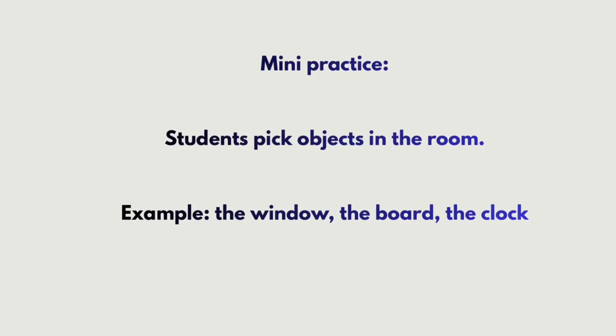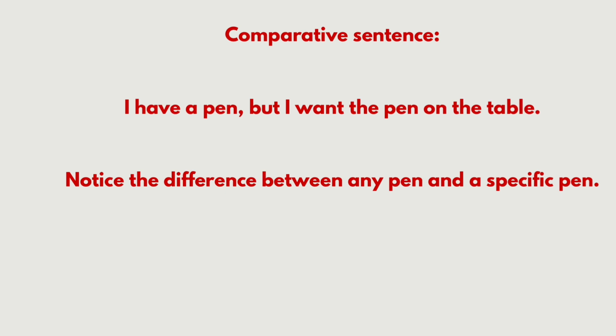Students can pick objects in the classroom, for example, the window, the board, the clock. How do we use these in a sentence? We use the articles in sentences, right? I have a pen, but I want the pen on the table. So notice the difference here: any pen and a specific pen.